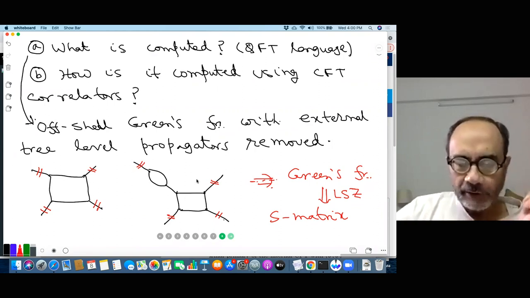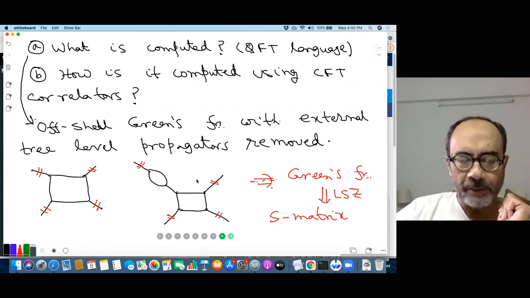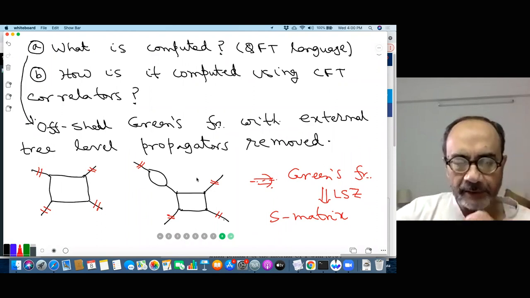Okay. So when you say that the CFT can compute the S matrix directly, it's only in these special cases. Either at tree level or with a theory with a sufficient amount of supersymmetry, so that these diagrams are absent from the beginning. But in general, if you want to compute the S matrix from CFT correlation functions, you have to go via this route.